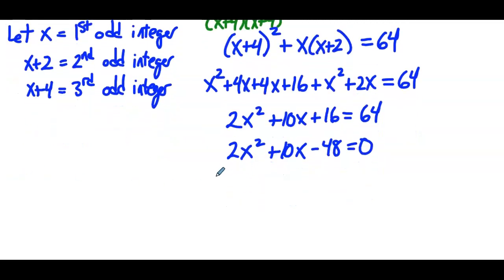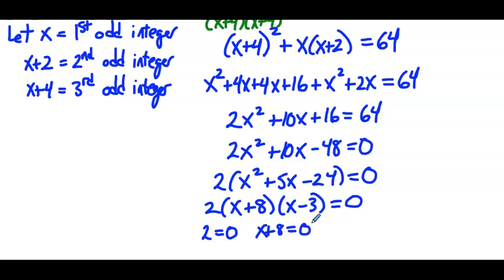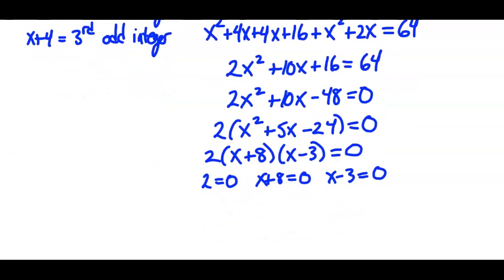We can take out a greatest common factor of 2. That leaves us with x squared plus 5x minus 24 equals 0. So we need a factor pair of negative 24 that adds to positive 5. So that's 8 and negative 3. So we have 2 times x plus 8 times x minus 3 equals 0. So we have either 2 equals 0, x plus 8 equals 0, or x minus 3 equals 0. So we have x equals negative 8, or x equals 3.